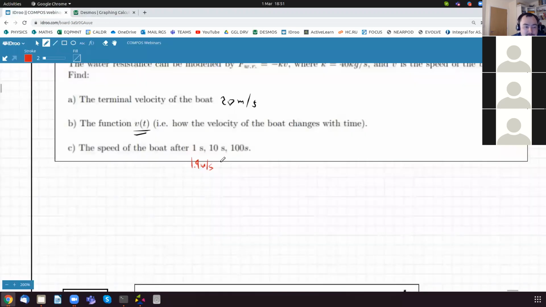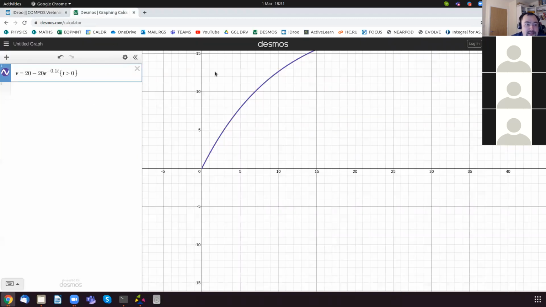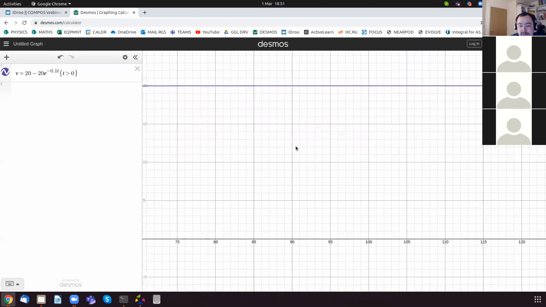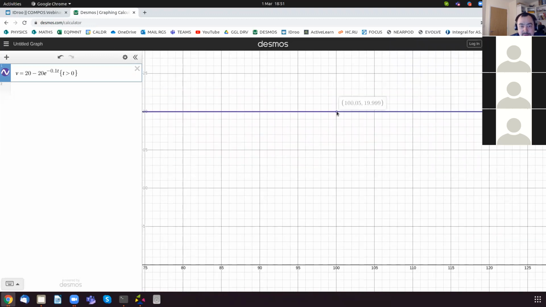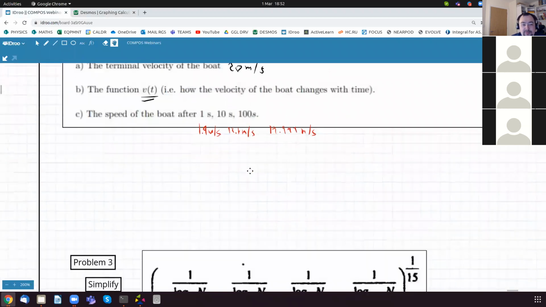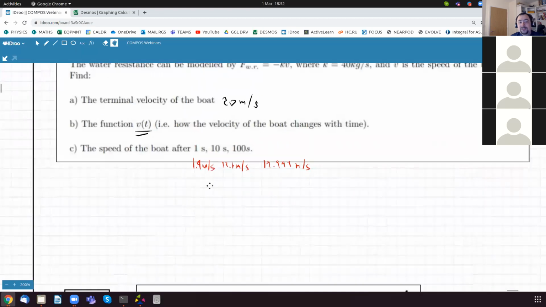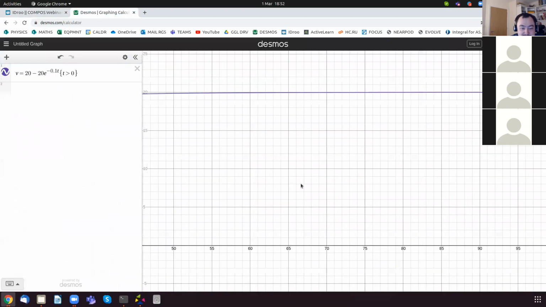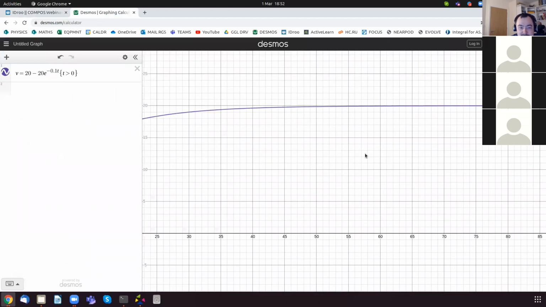After 10 seconds, it's going to be 12.6 meters per second. And after 100 seconds, it's going to be 19.999 meters per second. So after 100 seconds, it will reach terminal velocity. Well, it will reach terminal velocity after about 60 seconds. Yeah, it would be impractical to say it will never reach terminal velocity.